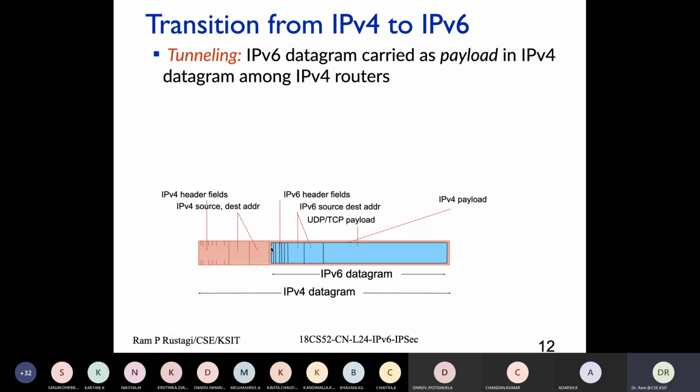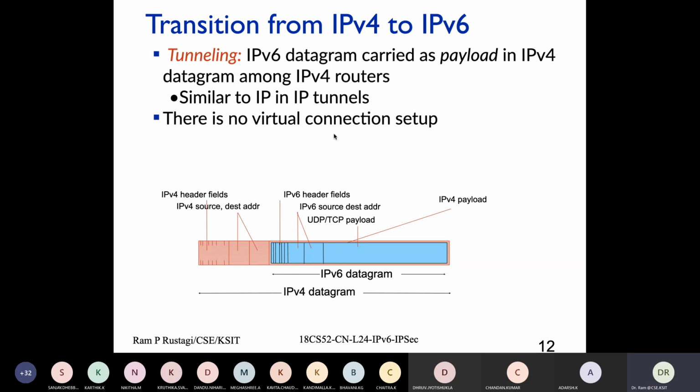The next approach was tunneling. Tunneling means that if there is a machine that talks only IPv6, and another machine that talks only IPv6, but in between there are only IPv4 routers, for example, the internet, then can I communicate using IPv6? Because I'm talking only IPv6, my destination talks only IPv6, but all my intermediate routers talk only IPv4. That can be done using what is called tunneling.